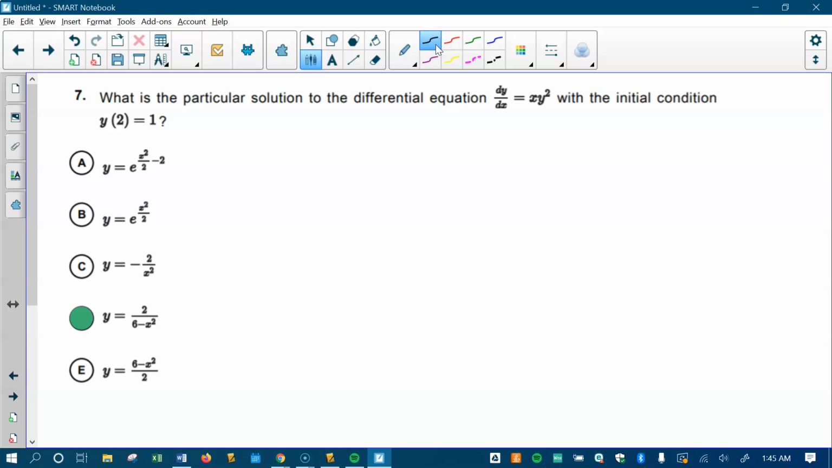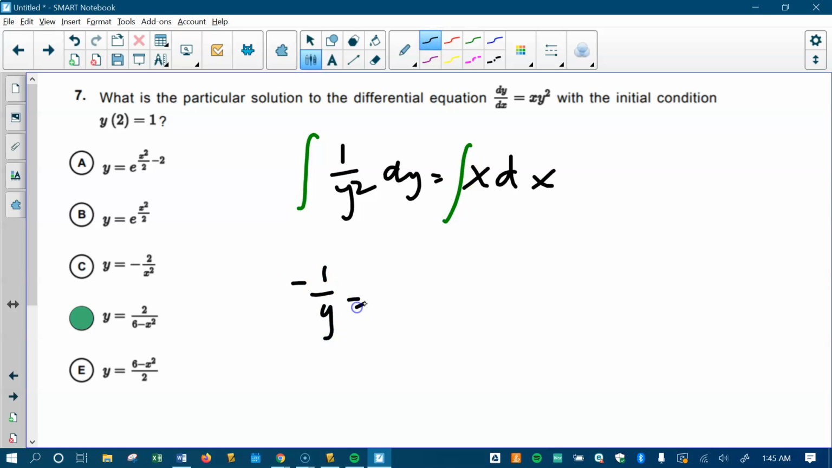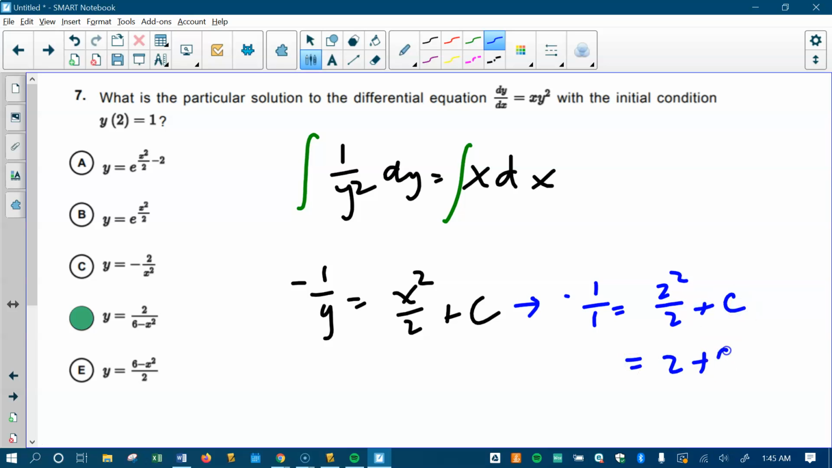For number 7, when I separate the variables, I get 1 over y squared dy equals x dx. And if you're wondering why I keep doing 1 over y squared, it's because I really want you good with that one. So -1 over y equals x squared over 2 plus c. I'm plugging in 1 and 2, so to solve for c, I get -1 over 1 equals 2 squared over 2 plus c. It looks like it's going to be 2 plus c. I won't take any shortcuts this time. So c should be equal to -3.